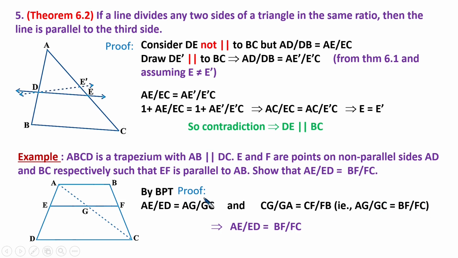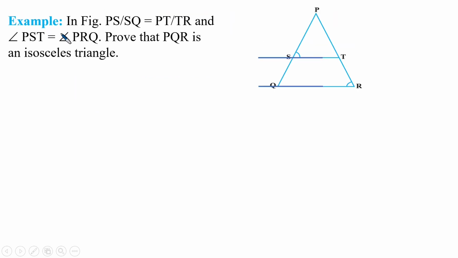So this AG, these two are common. So AE by ED has to be BF by FC. So this is what they have asked. Now another example. These are very trivial examples, but anyway, let us do it. In this example, in the figure, PS by SQ is equal to PT by TR.